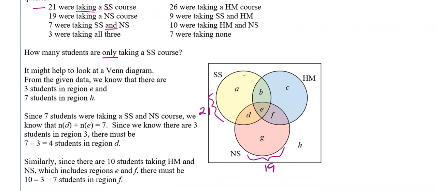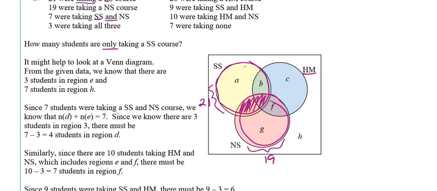7 are taking social science and natural science. Okay, so what does that mean? I'm looking at social sciences, that circle, and natural sciences, that circle. You can circle them like this. Now, when I say "and," that's the overlap, the intersection. So that's that right there. That's the whole thing. So 7 are taking those two together. We can ignore the humanities at this part, because we don't care about that here.